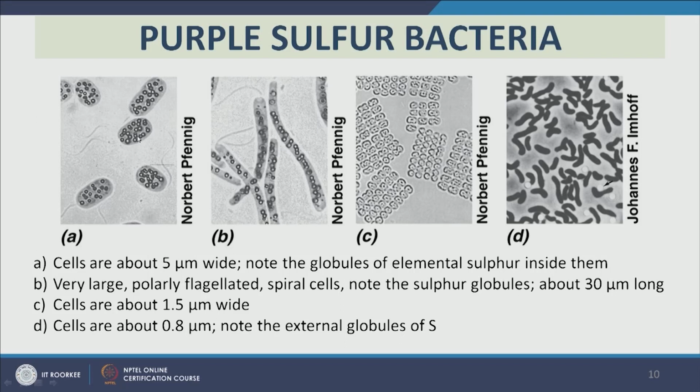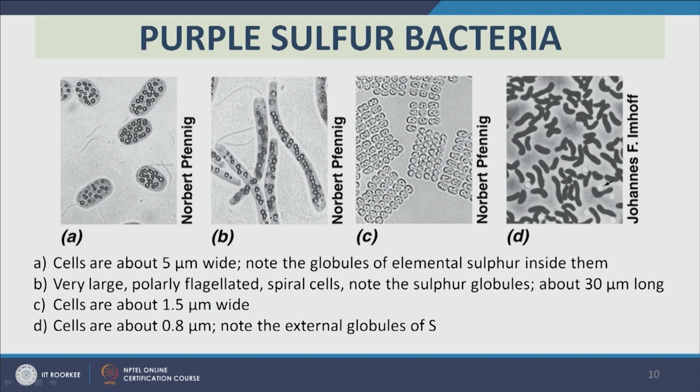in storing energy. Look here, now these are very large microbes, and they are polarly flagellated, which means on their poles they have a flagellum. So, they have this whip-like structure which helps them move. These are spiral cells. It is not very clear in this picture because this is a bright field microscopy picture, and if you remember it gives 2D images. So, these are spiral cells. They spiral around their own axes, and again they have sulfur globules that you can note, and they are very long, about 30 micrometer long.